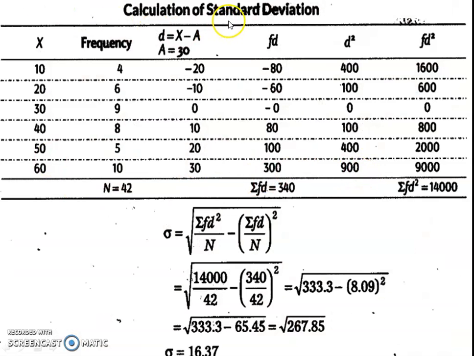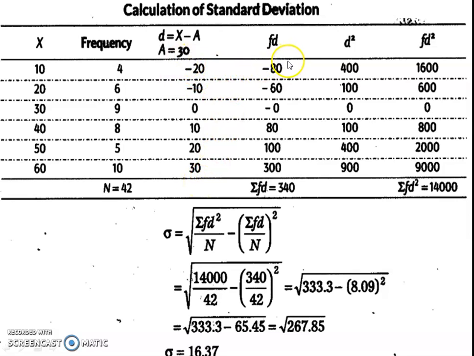Now calculate the standard deviation. x is given as 10, 20, 30, 40, 50, 60 and frequency is 4, 6, 9, 8, 5, 10. The first step is always to take the grand total of the frequency column. I use the assumed mean concept, A equal to 30, so we subtract d equals x minus A: minus 20, minus 10, 0, 10, 20, 30.